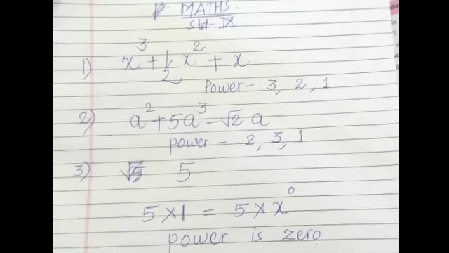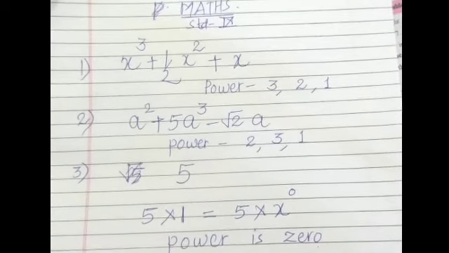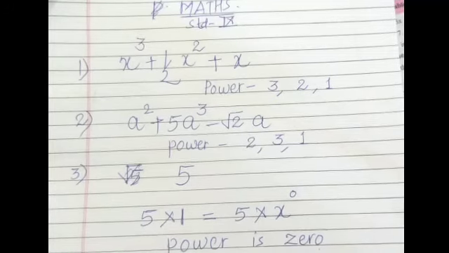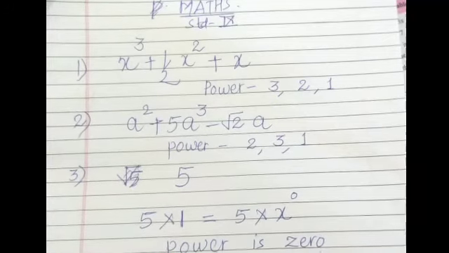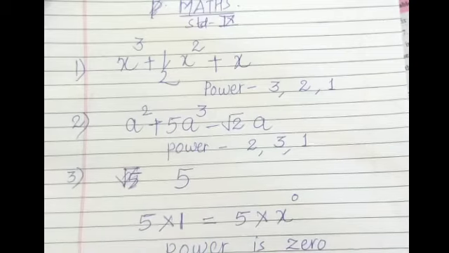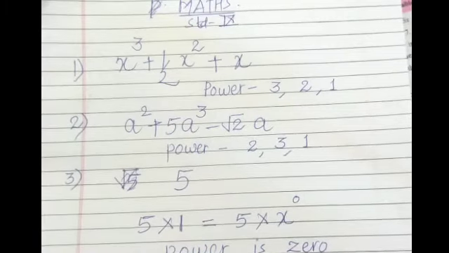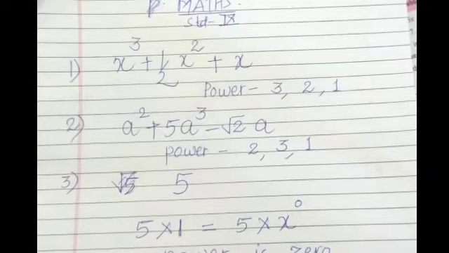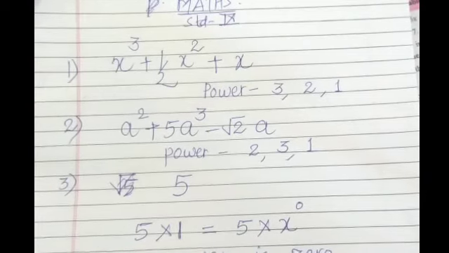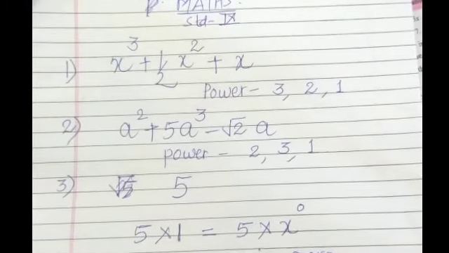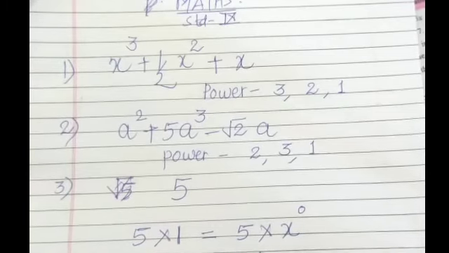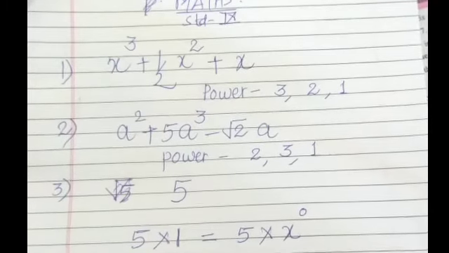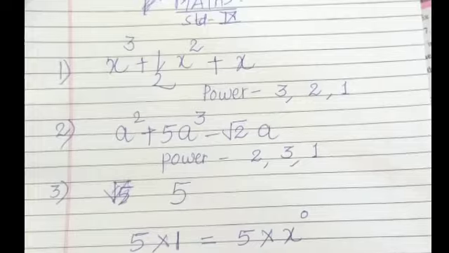If we consider the third example, only a constant term is there. But we can write this 5 in the form of 5 into x raised to 0. And we know that x raised to 0 is equal to 1. And that's why we can tell the power of the variable is 0 there.